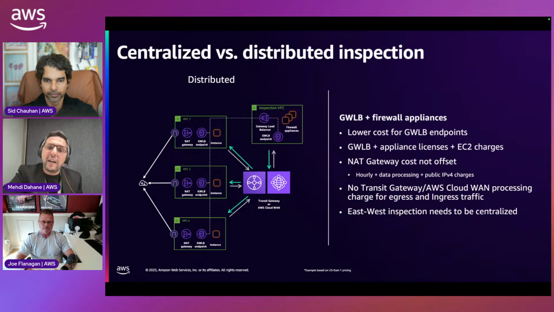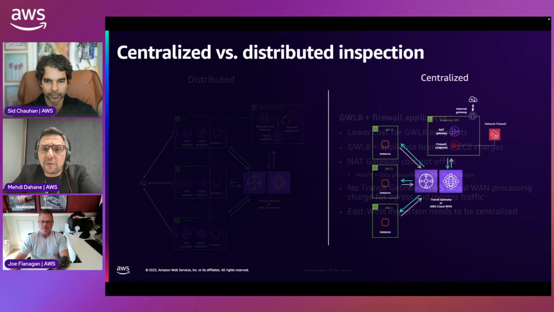However, what you need to take into account with this approach is that the NAT gateway cost is not offset, right? So you end up paying for NAT as well, including the hourly charge for NAT gateway, the data processing of NAT gateway, as well as the charge of IPv4, right? Here again, we're not sending any internet-bound traffic via the transit gateway or Cloud WAN. And again, the east-west inspection going between VPCs will still need to go through a central inspection point.